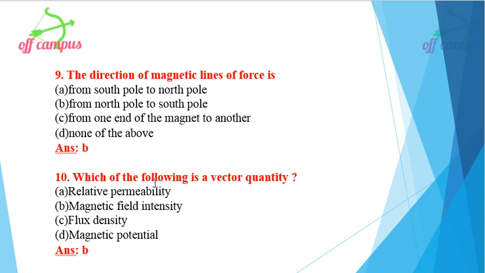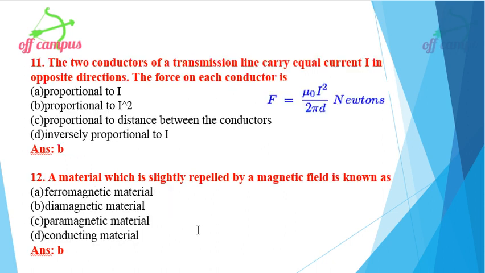Then question number 8, which of the following is a vector quantity? 4 different options are given. See what is that? Relative permeability, magnetic field intensity, flux density, magnetic potential. So, which of the following is a vector quantity? Option B, magnetic field intensity, is a vector quantity; it is the right option for this question.